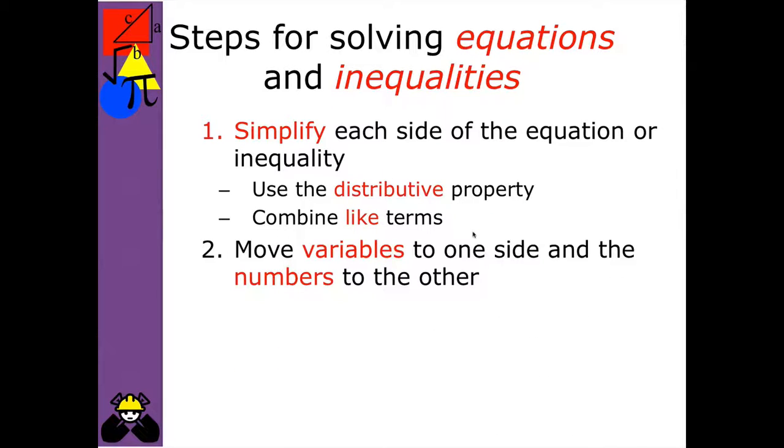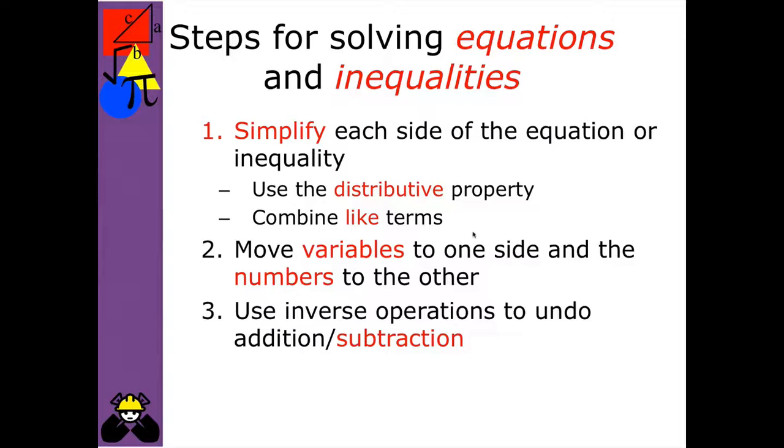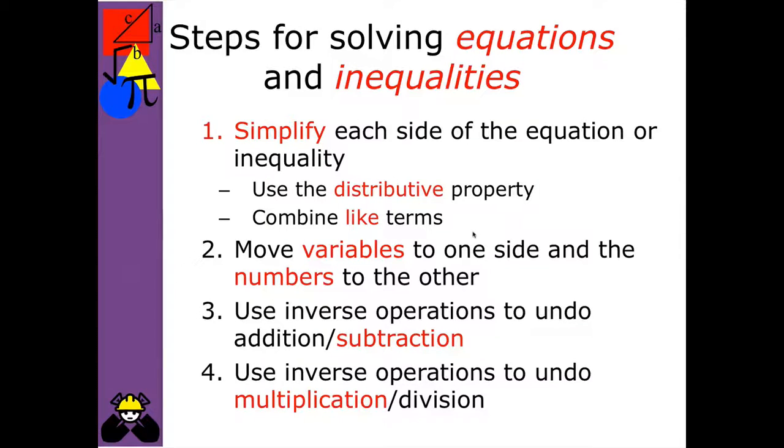Step number 2 is move all the variables to one side and all the numbers to the other. That may be a step you get to skip. So we're going to move variables to one side, numbers to the other. Doesn't matter which side you do it to. All right, step number 3, use inverse operations to undo addition and subtraction first, and then inverse operations to undo multiplication and division. I realize there's powers and roots, but we're not going to cover that in today's lesson. So make sure all of these are complete, and when they are, restart the video.